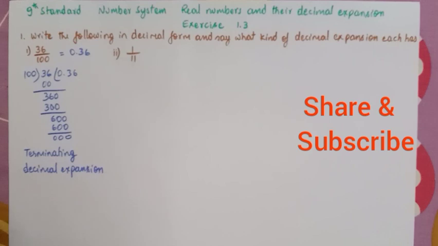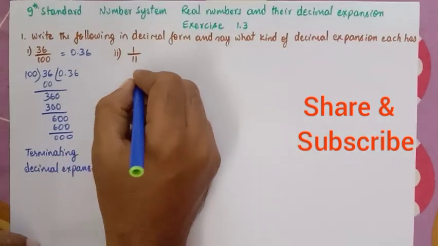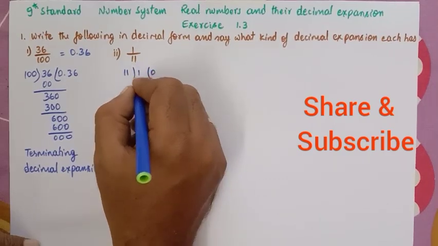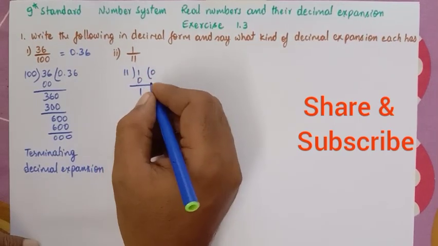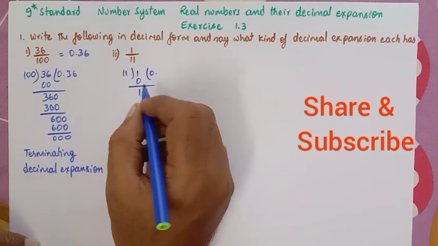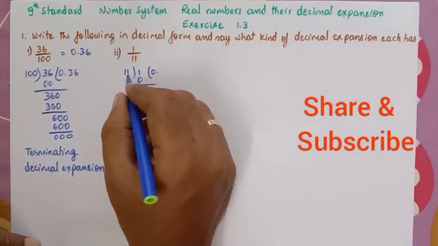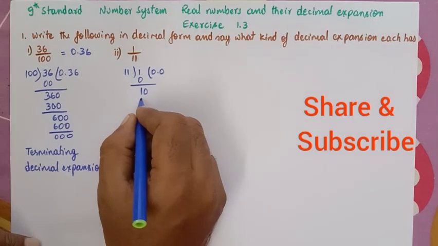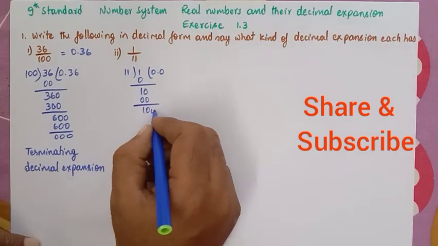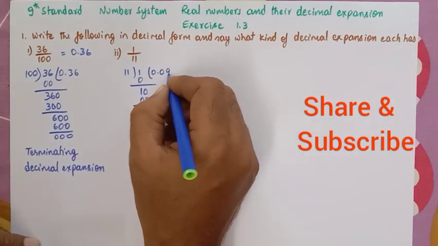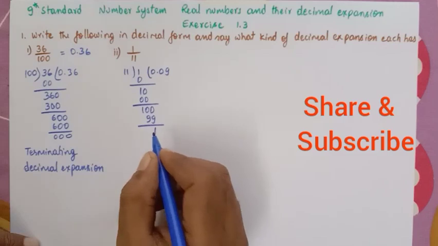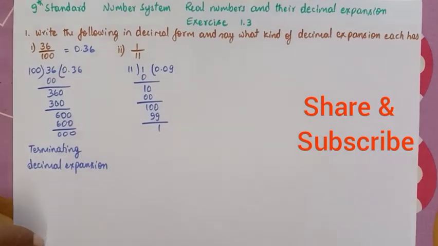So let me divide 1 by 11. Here 11 zeros are 0, so 1 is the remainder. So decimal point, so 0. This is also not possible. 11 zeros are 0, here 10 remainder, so 0. 11 nines are 99, so 1 is the remainder. So this process continues here.